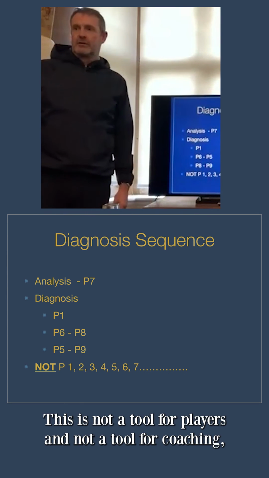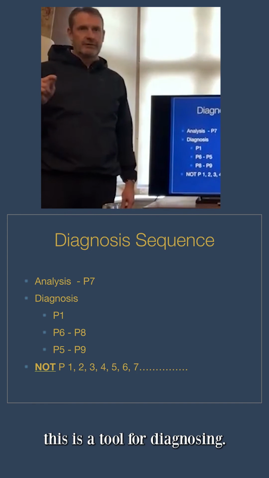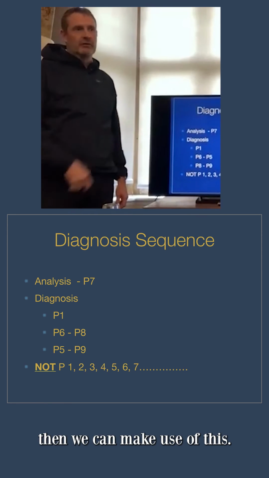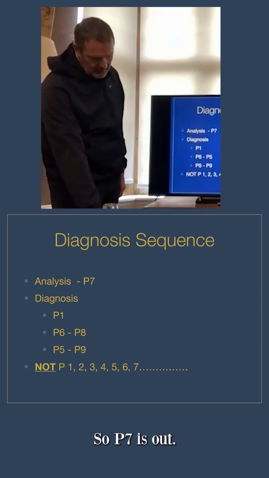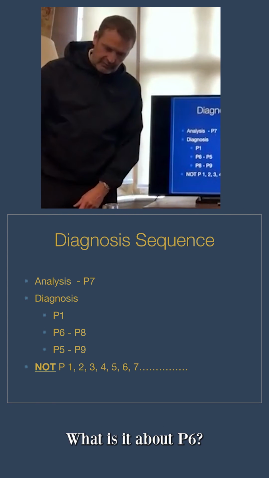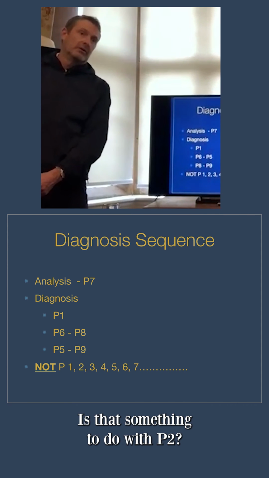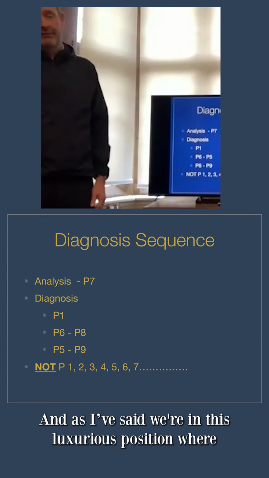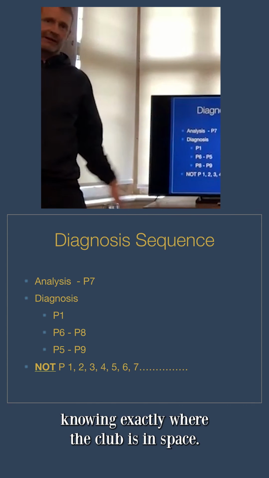This is not a tool for players and not a tool for coaching. It's a tool for diagnosing. If we view it that way, then we can make use of this. So 7's out. What is it about 1 that needs to change to improve 7? What is it about 6? Why is 6 happening? Is that something to do with 5? Is that something to do with 2? That's a diagnosis tool. It's, I think, the best thing. As I said, we're in this luxurious position where we now can have an informed conversation knowing exactly where the club is in space.